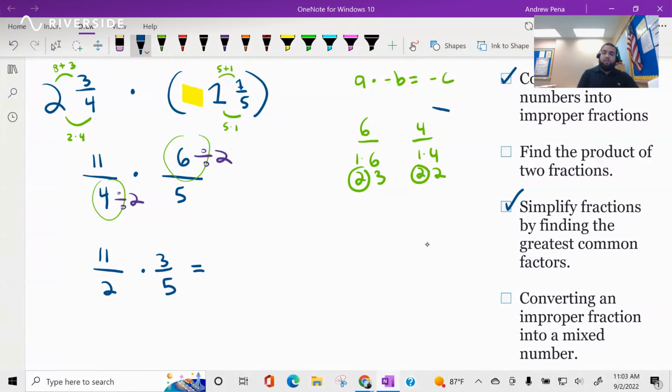And so now we have 11 times 3, which is 33, and 2 times 5, which is 10. And so we found the product of two fractions. Our last step is to convert an improper fraction into a mixed number.